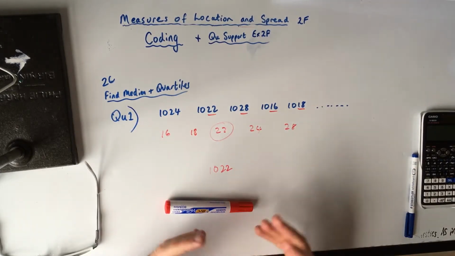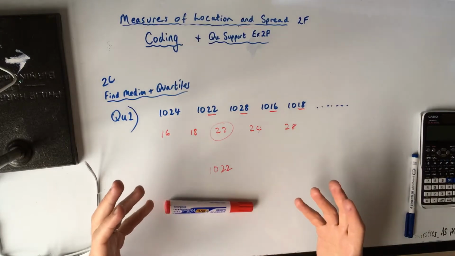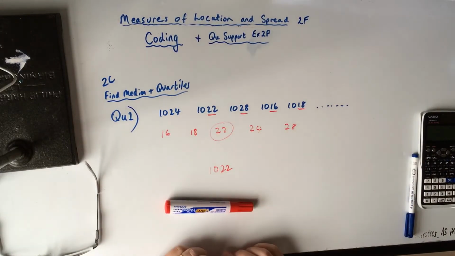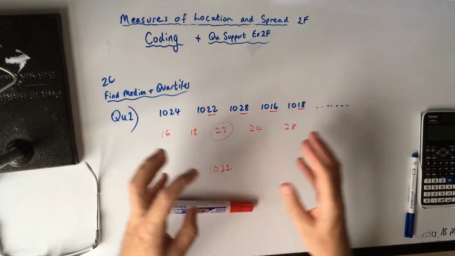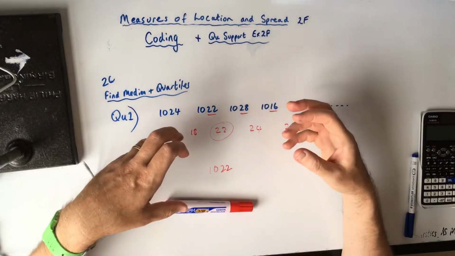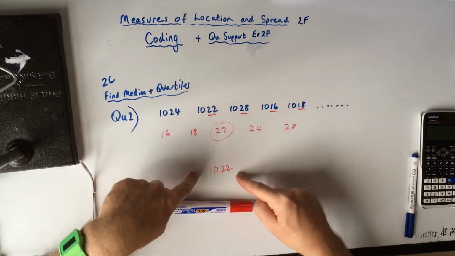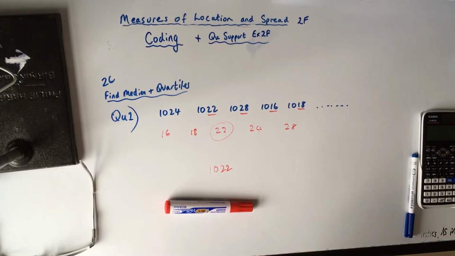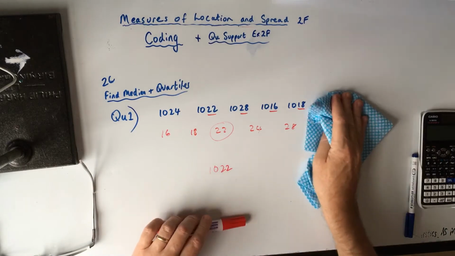So if we could code our data, apply a formula to them to make them smaller, like I did here, and that formula was simple, just take off 1,000, put those numbers in, get answers then. It's easier to get those answers. We can just uncode them at the end to get our mean and standard deviation. And that's what coding is. Okay, so let's have a look.